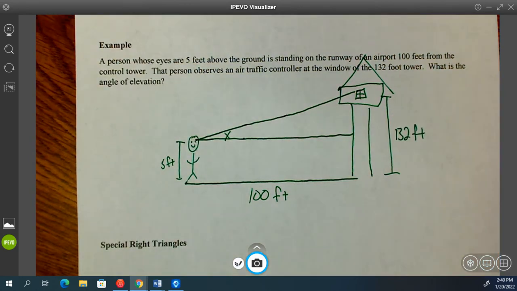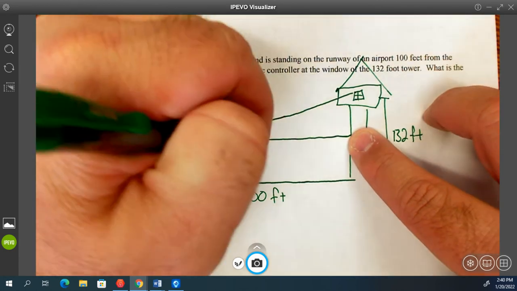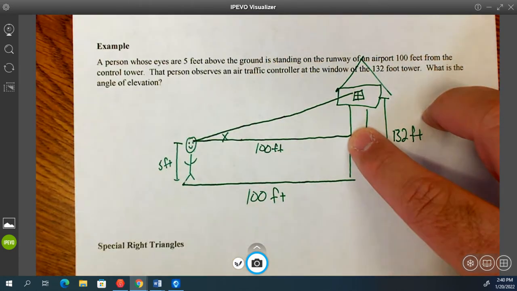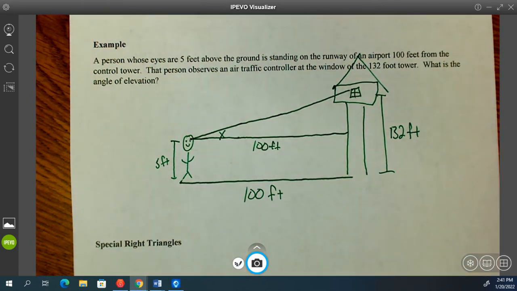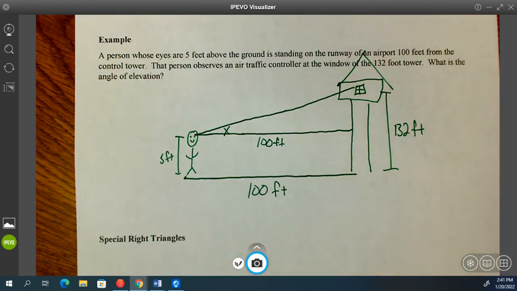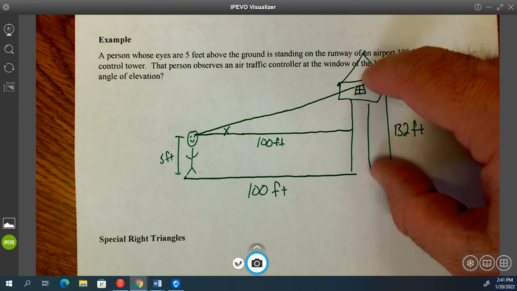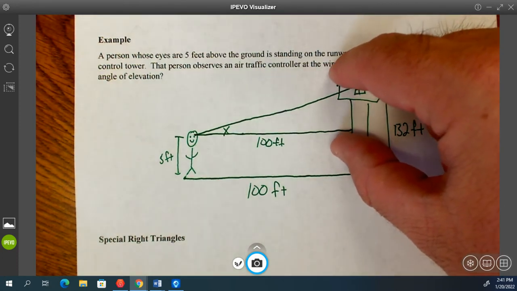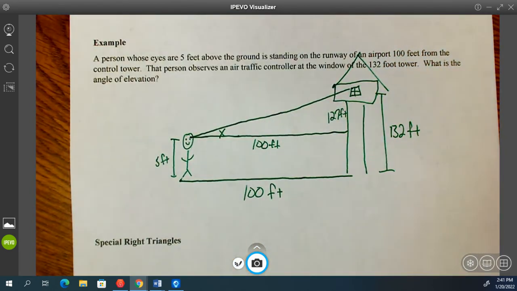That's my X. Do I know how long this is? 100 feet. Question is, what is the distance here? 80. No. Where did you get that number? No, this is our X. Oh. 127. How did you get 127? 132 minus... This is the length of the entire tower, but I'm looking from somebody that's 5 feet off the ground. So 132 minus 5 is 127 feet.